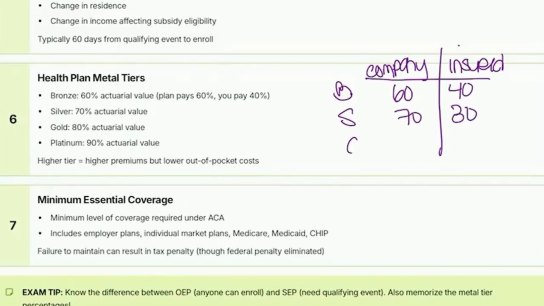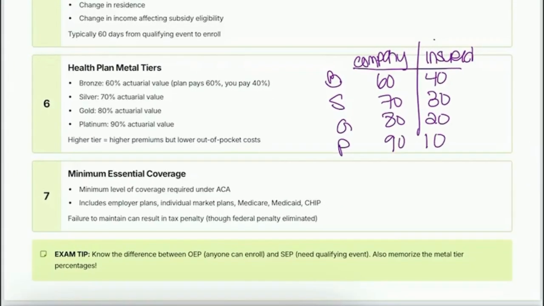They can ask you the questions on the tiers and how much is covered under those, so be comfortable with those numbers. And of course, they have to have those minimum essential coverages that we discussed. Know the difference between OEP, anyone can enroll, that's open enrollment, and SEP, special enrollment period. And also memorize the metal tier percentages.